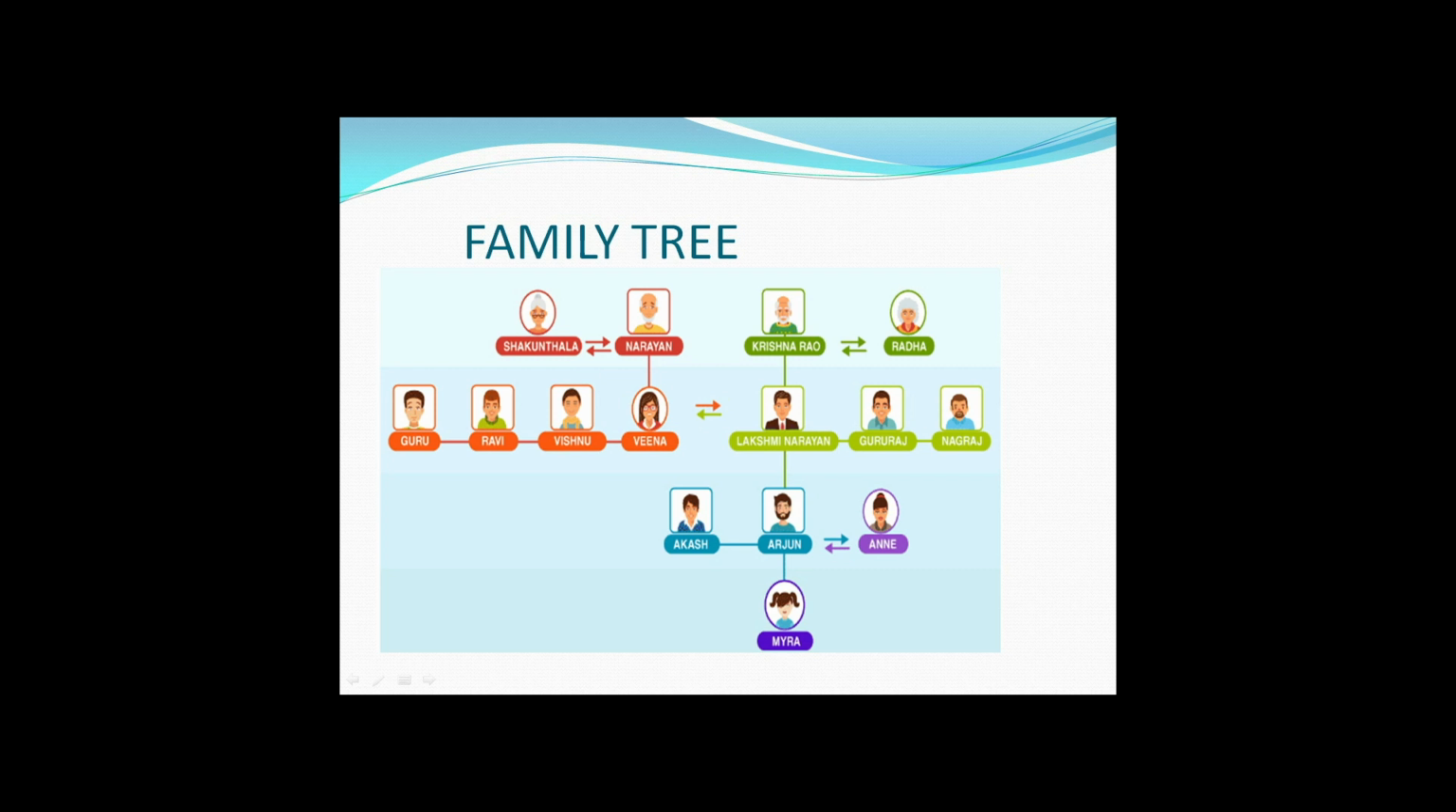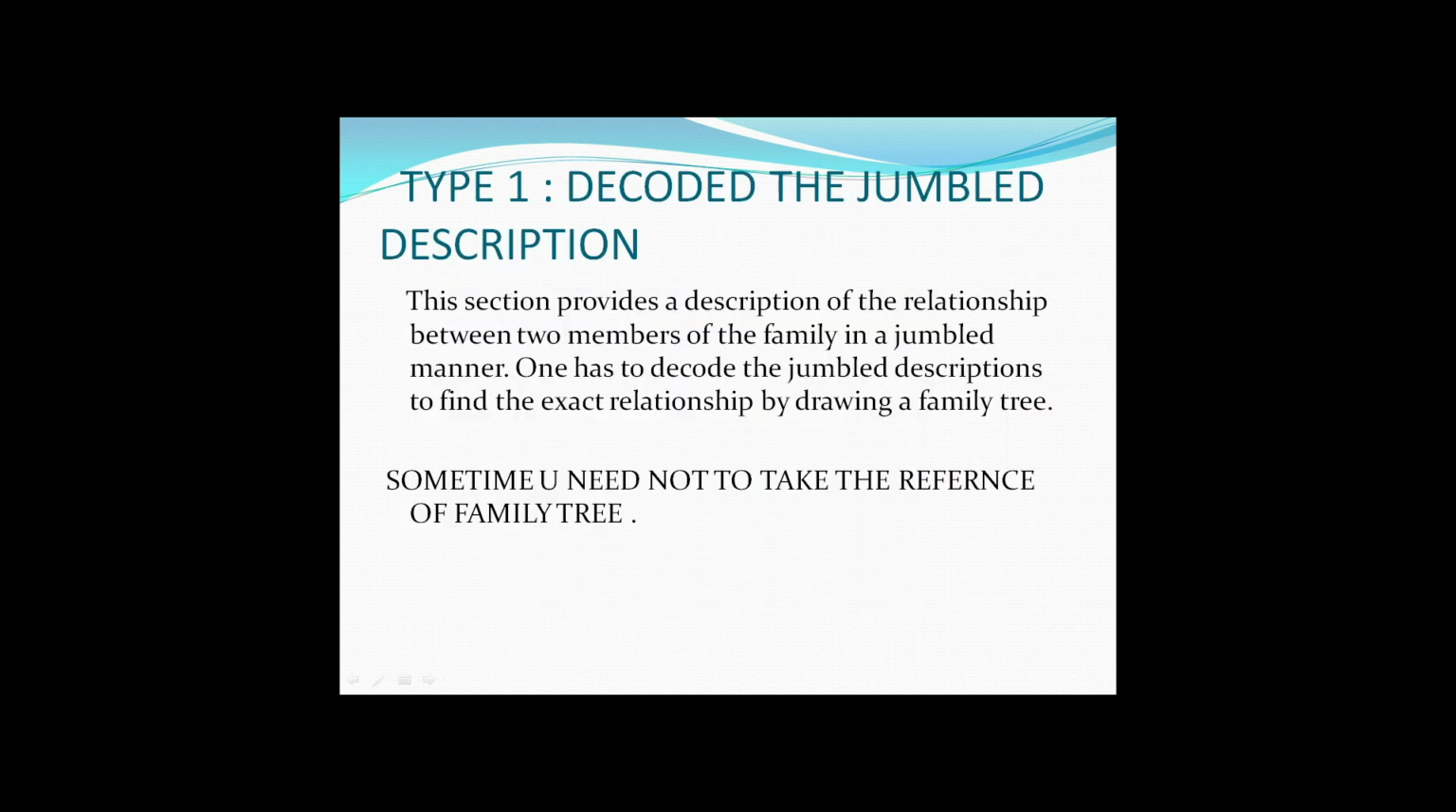And this tree can be constructed using all the details of the question mentioned in the data. So this is type 1, decoding the jumbled description. This section provides a description of the relation between two members of the family in a jumbled manner.